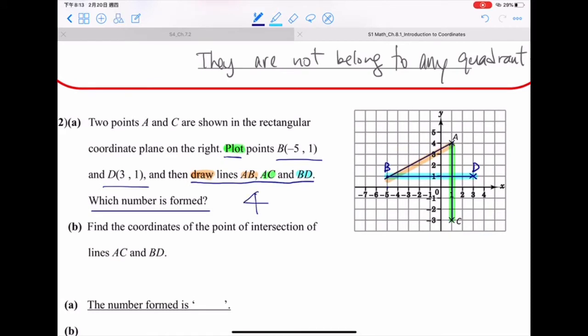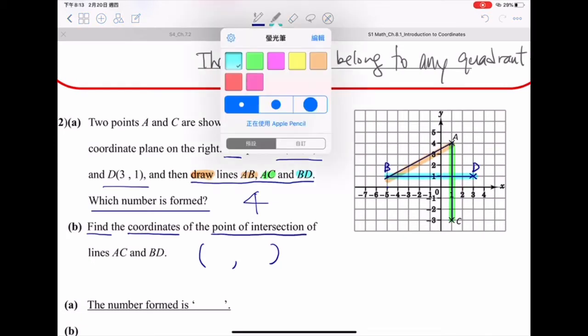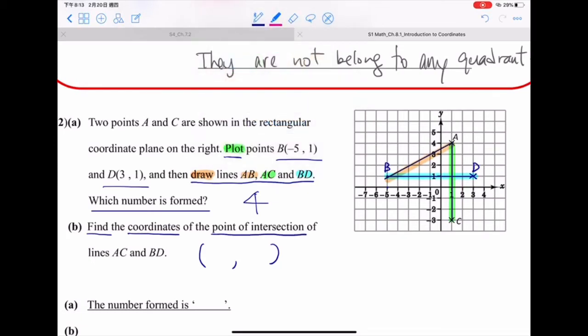And secondly, part B, find the coordinates. That means we need to give this answer. What is the point that we're going to find? Point of intersection. The third word you learned here is the word intersection, the point of it. Intersection is talking about when I have two straight lines, the point in the middle, the middle point of it.